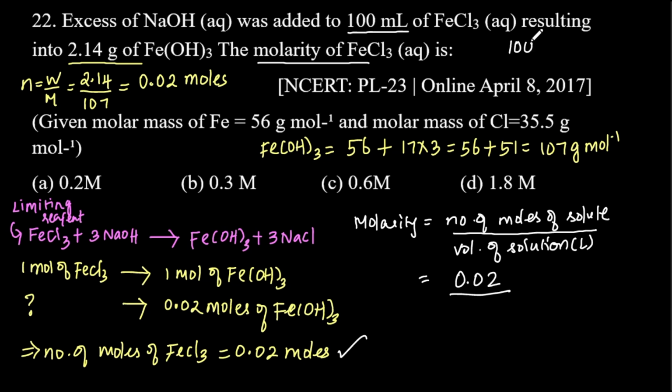100 ml we have to convert into liter. So 100 into 10 power minus 3 liter, which is nothing but 0.1 liter. So the denominator is 0.1. If we solve this, we will get the answer as 0.2, and the unit is capital M. So the correct option is option A, 0.2 M.